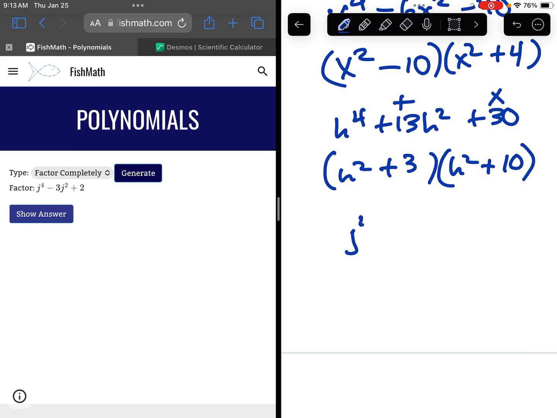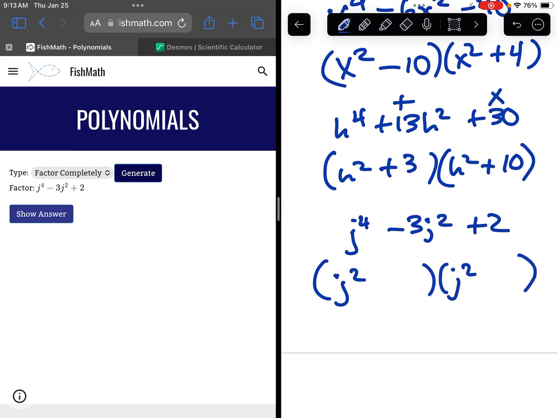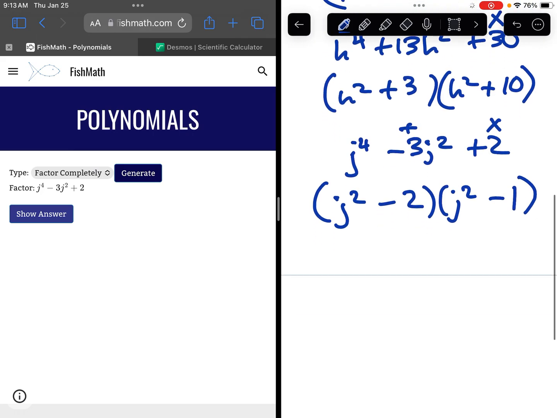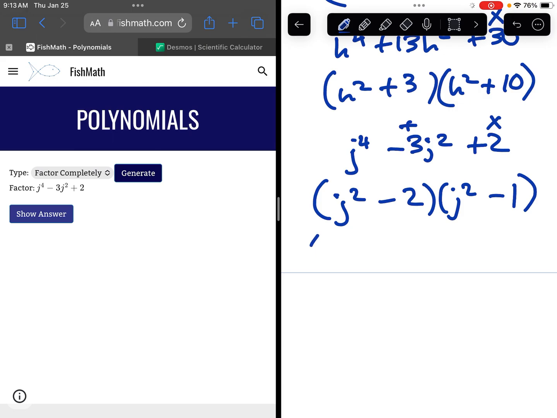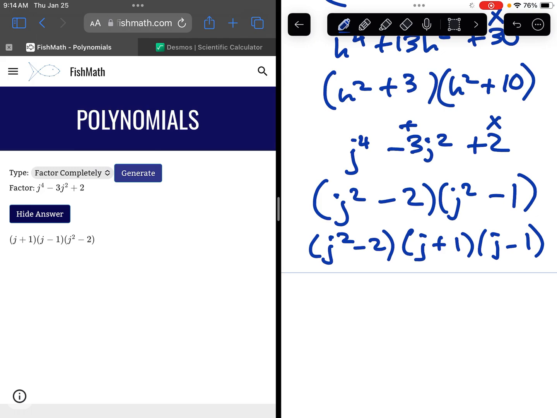Let's try this one. j to the fourth minus 3j squared plus 2. So it's going to be j squared in each part, multiplying to 2, adding to negative 3. So it's going to be a minus 2 and a minus 1, which hopefully you can see. We've got to go one more step here. j squared minus 2 is not a difference of squares, but j squared minus 1 is. That'll be a j plus 1 and a j minus 1. And of course, any order of those is totally fine.